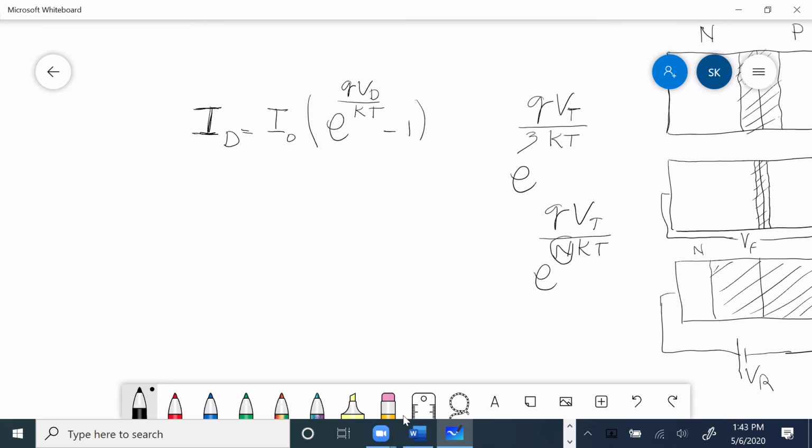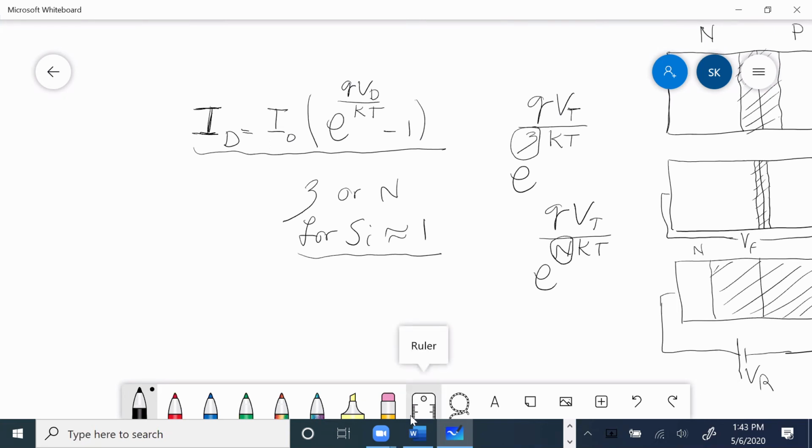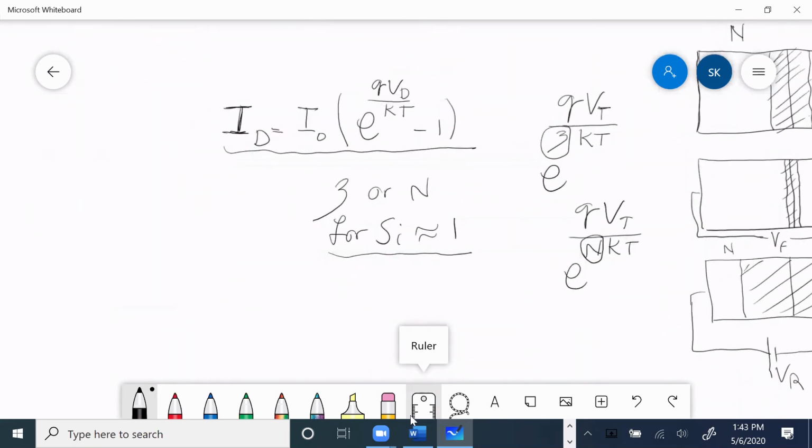This term, N or eta, for silicon is 1. So we don't normally put that there. For other materials, it changes. That's why in this relationship, we don't normally include it. Because the eta for silicon is sometimes 1, sometimes 2, but for our purpose, it's always 1. Okay?